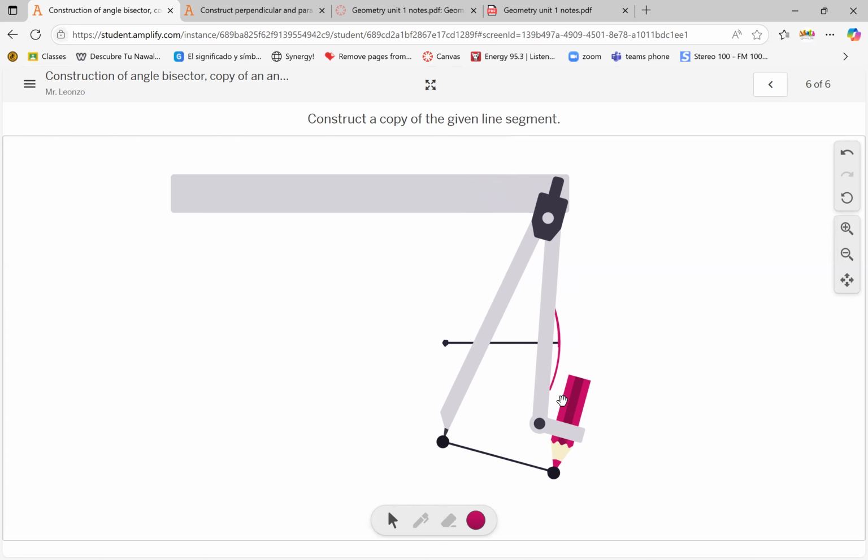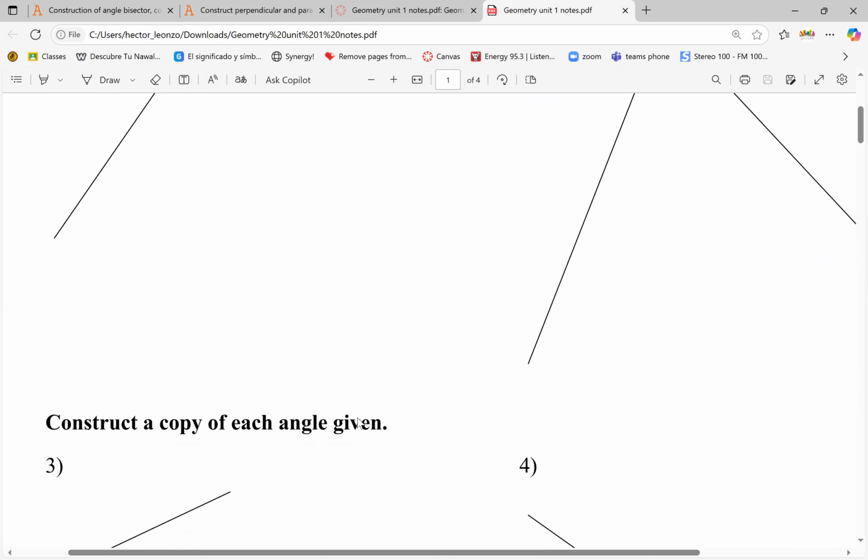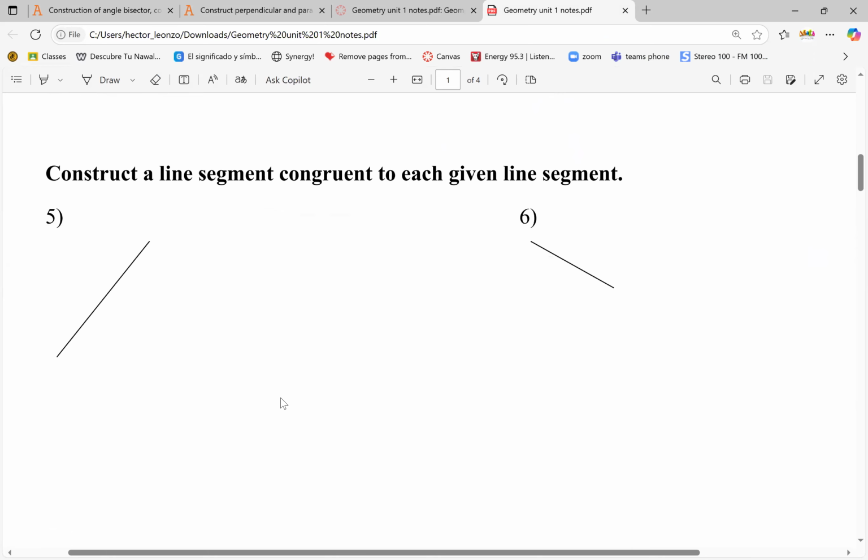Okay? Now that you guys have it, let's take a look at our notes. We talk about constructing the bisector of an angle. You guys have to do two examples on your homework. We talk about copying an angle, and we talk about constructing a line segment congruent to each given line segment. So we copy the segments. Again, from each of these constructions, I did one of each. In your homework, you have to do two of each.